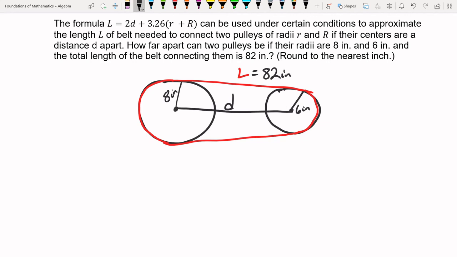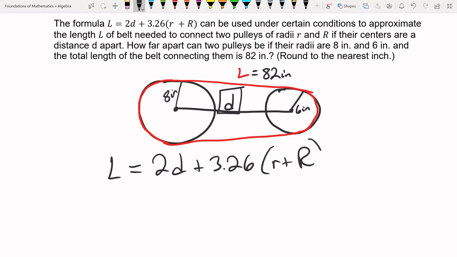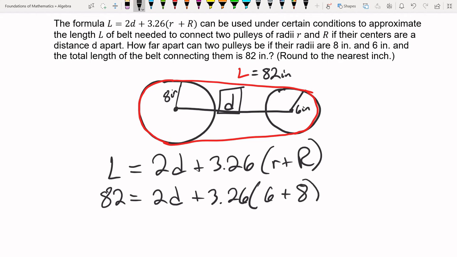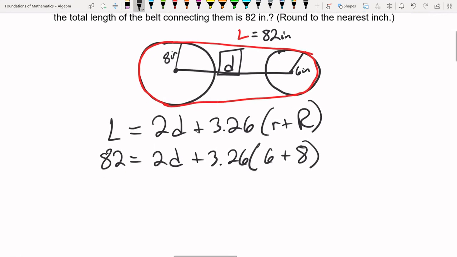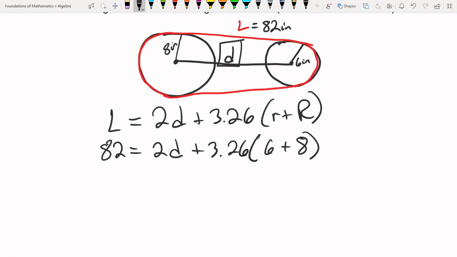Well, we're asking how far apart the pulleys can be, and that is asking what is D in this situation. Again, we have a formula, so let's just plug the numbers in to this formula and see what we have. Plus R. L is 82. You don't know what D is, so we're going to leave it as D. Lowercase r is 6, and capital R is 8. And this, we can simplify this quite a bit. 8 plus 6 is 14.